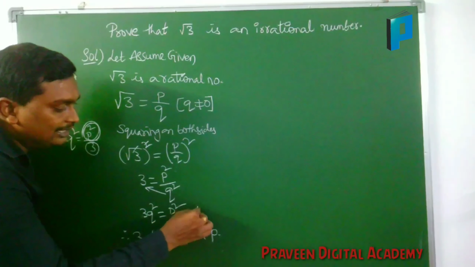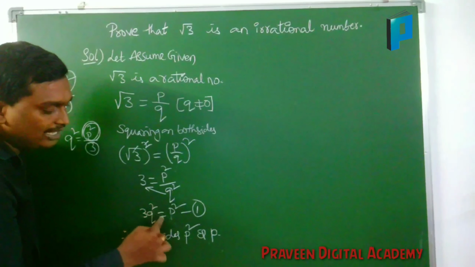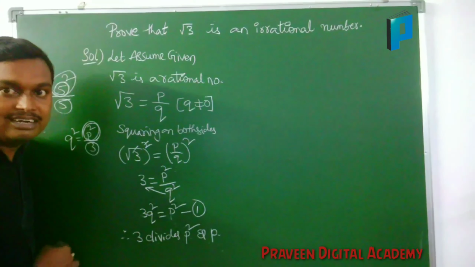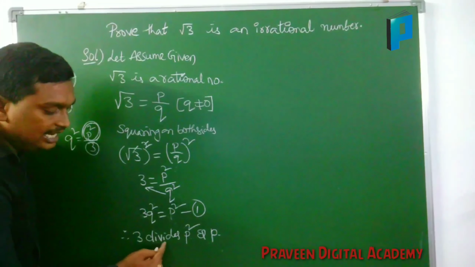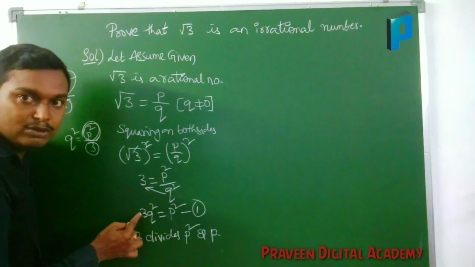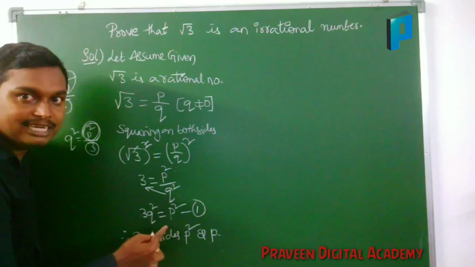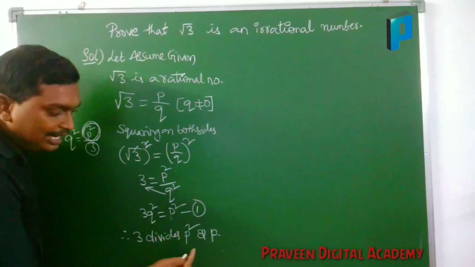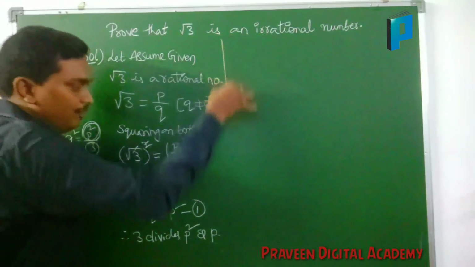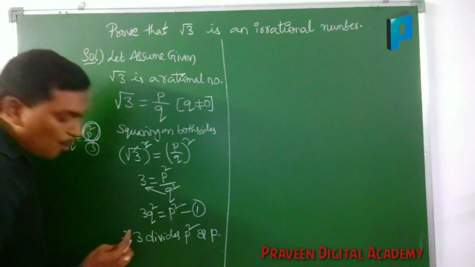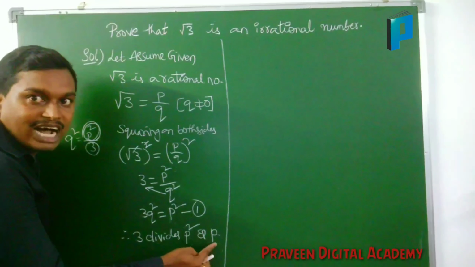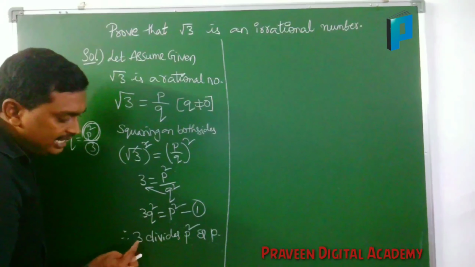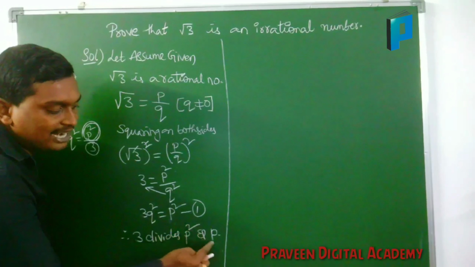Here you take this 3Q square is equal to P square as equation 1. Here 3 divides P square. This into 3, when it comes here, will become division. P square by 3 means 3 divides P square and it also divides P. Now whatever number is dividing, you take that here. 3 is dividing P square and P.